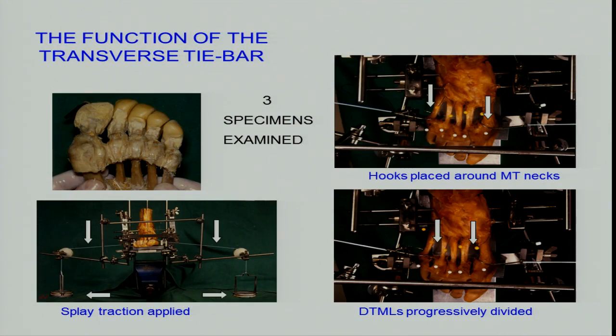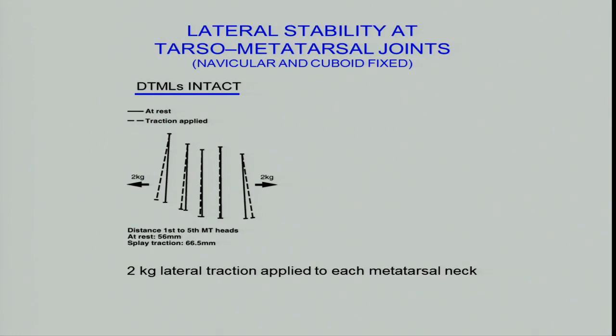And then after we'd done that series, we divided the deep transverse metatarsal ligaments progressively and assessed how much lateral swing of each metatarsal had been increased. And we measured how much increase in the lateral movement of the metatarsals occurred. So this was the lateral movement of each metatarsal when the deep transverse metatarsal ligaments were intact, and 2 kilograms traction was applied laterally and medially.